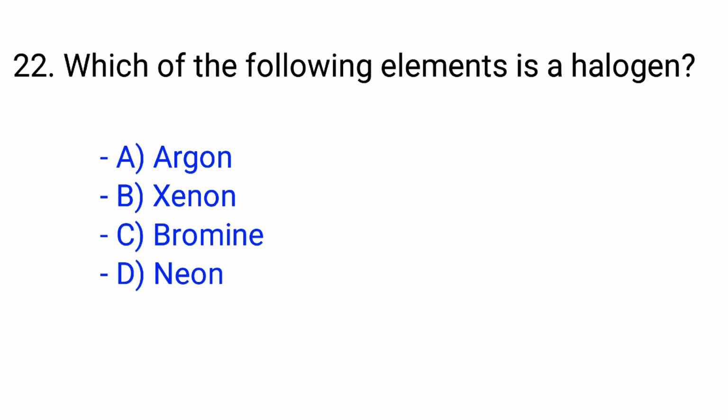Question number 22. Which of the following elements is a halogen? Option A. Argon. B. Xenon. C. Bromine. D. Neon. The correct option is option C. Bromine.